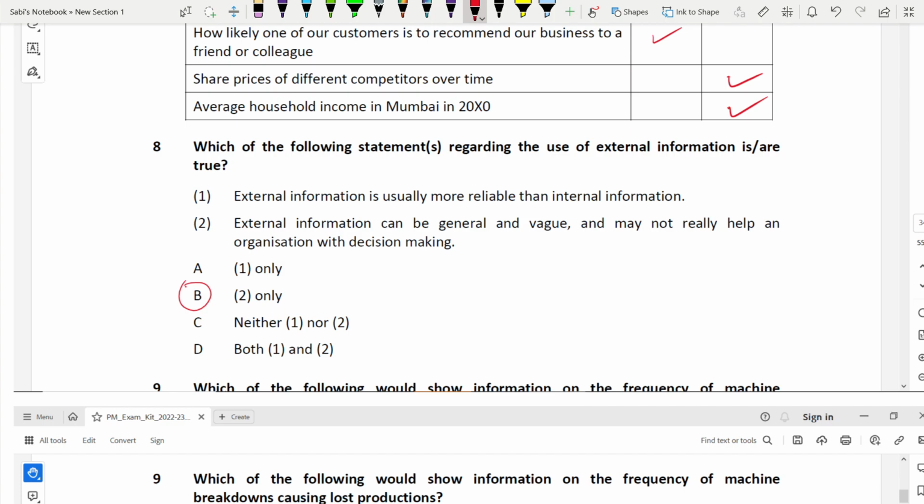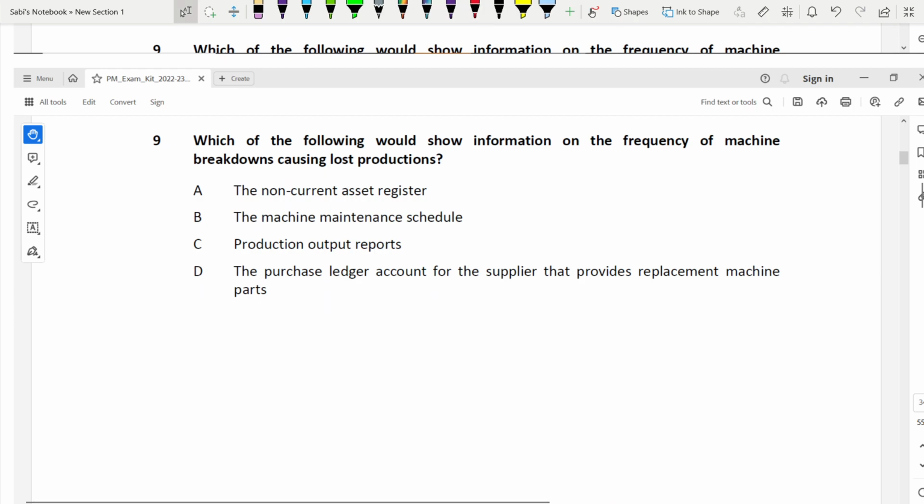Okay. 9. Which of the following should show information on frequency of machine breakdowns causing loss of production? A. Non-current asset register. B. Machine maintenance schedule. C. Production output report. D. Purchase ledger account for the supplier that provides replacement machine parts. I know most of you have omitted part A. It is out of the list. Confused between B, C and D because it says machine breakdown.